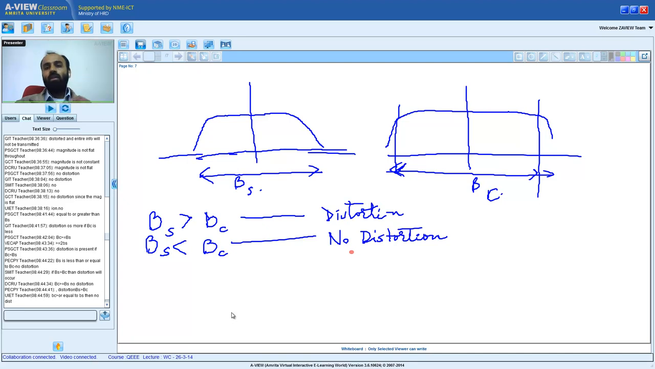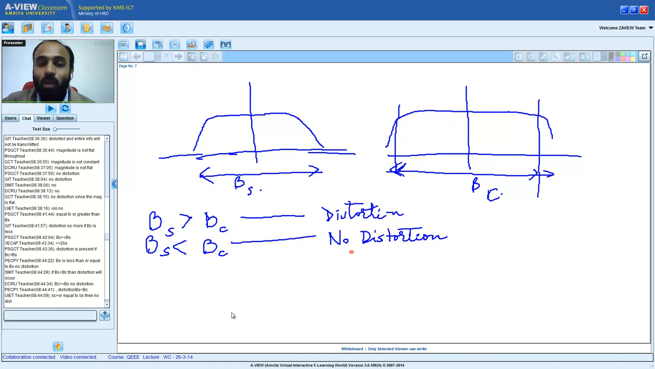If the transmitted signal bandwidth is greater than the coherence bandwidth, then there is distortion. But if the signal bandwidth is less than the coherence bandwidth, that is, the bandwidth of the signal is less than the range over which the channel response is flat, there is no distortion. I hope everyone is able to understand that. I see most people are able to understand this simple concept, right?